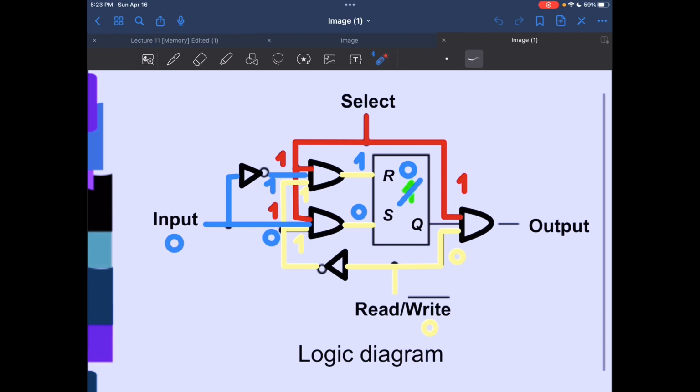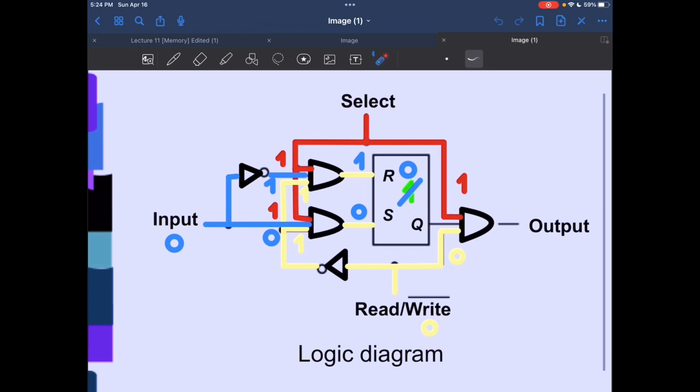Let's see an example of write operation. Suppose we have a 1 stored in the flip-flop previously. Now we want to write another bit inside the flip-flop. For write operation, we'll put a 0 over here, and to select the binary cell, we'll select this from here. That will traverse 1 to the AND gate over here and over this AND gates.